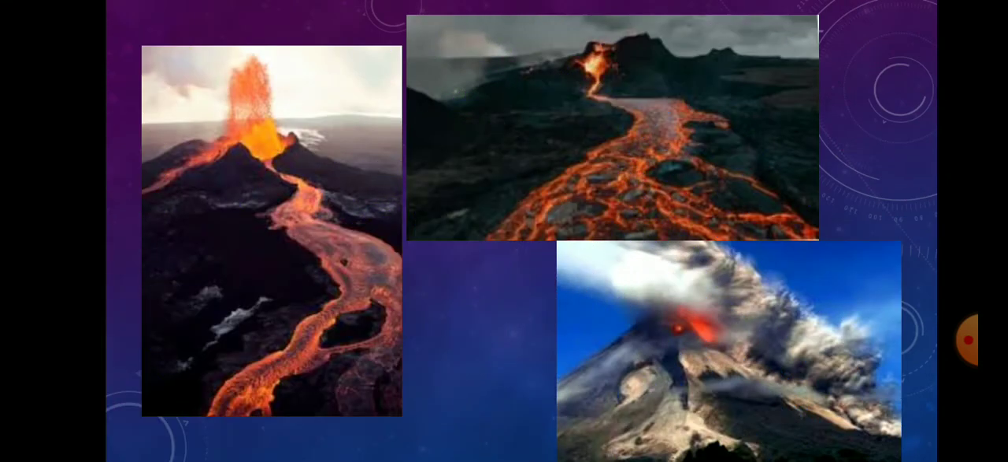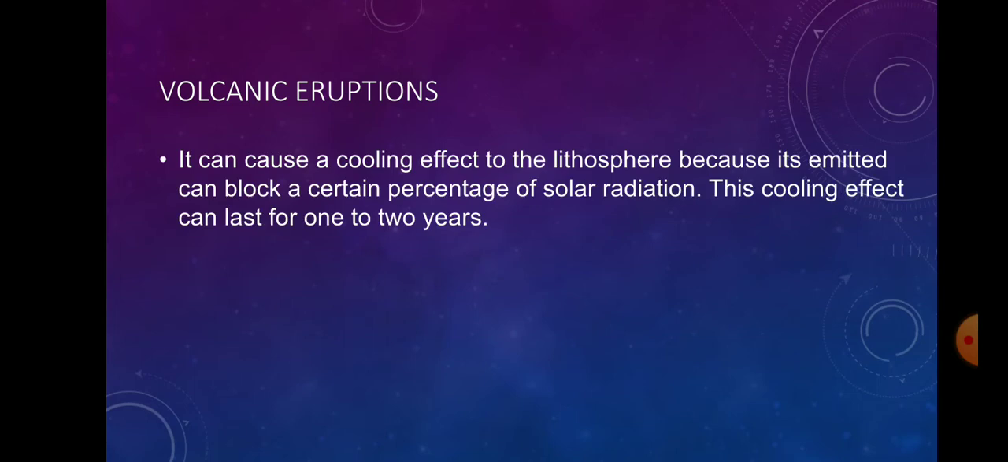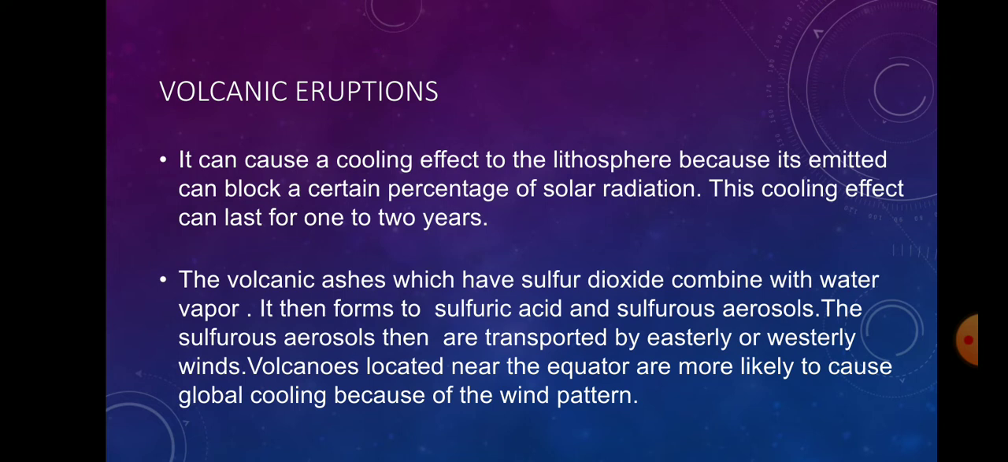Here is the feature of volcanic eruption. It can cause a cooling effect to the lithosphere because its emissions can block a certain percentage of solar radiation. This cooling effect can last for 1 to 2 years. The volcanic ashes release sulfur dioxide, combined with water vapor. It then forms sulfuric acid and sulfurous aerosols. The sulfurous aerosols then are transported by easterly or westerly winds. Volcanoes located near the equator are more likely to cause global cooling because of the wind pattern.